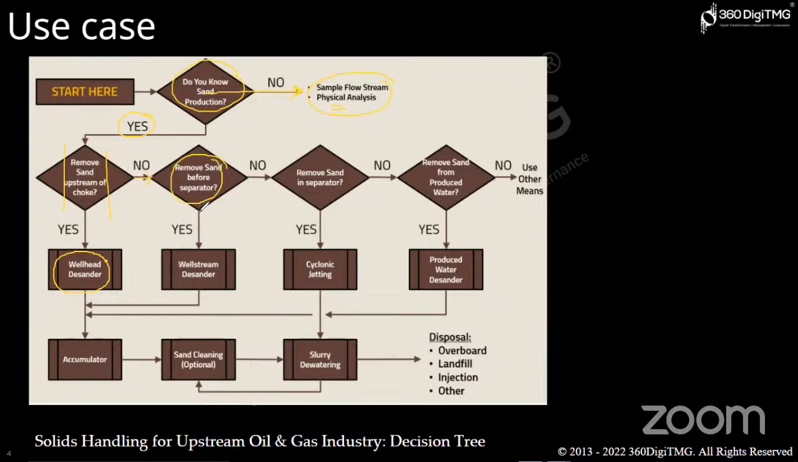Okay. In case of yes, what I will be having here is the well stream desander. I am going to use the well stream desander technique here. If no, again we have to remove sand and the separator. I am going to use cyclonic jetting as the process. If again no, what is happening here? The process will be continued.